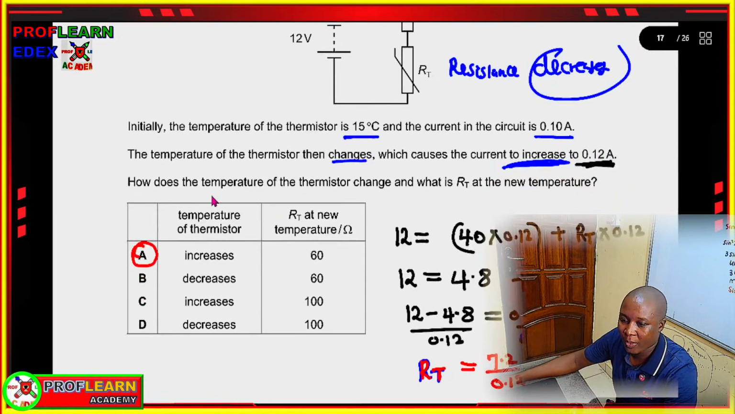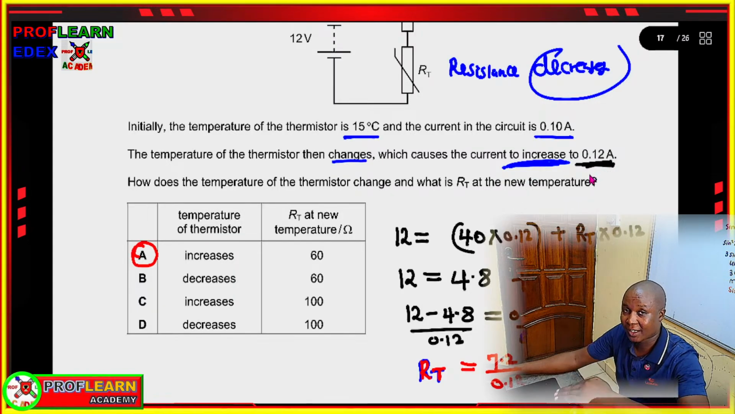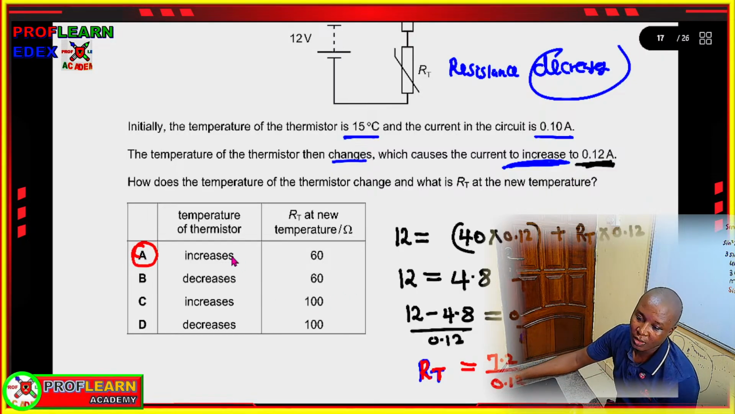So how does the temperature of the thermistor change? Because the current increased, it means resistance decreased. And the resistance will only decrease if the temperature of the thermistor is increased. So we're going to say that is the answer.